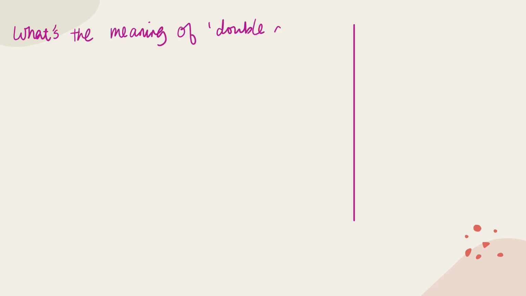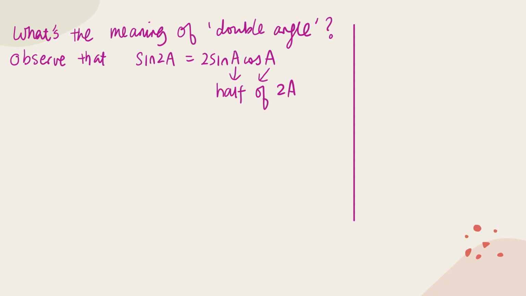Right, before we go on to apply the concepts of the double angle formula to solve some problem sums, we need to understand the meaning of this thing called double angle. What does double angle mean? If we look at sine 2A, sine 2A is equal to 2 sine A cos A, right? So you can see that this angle A on the right hand side is actually half of 2A. Or you look at it the other way around, the 2A on the left hand side is actually twice the angle on the right hand side, or double the angle on the right hand side.